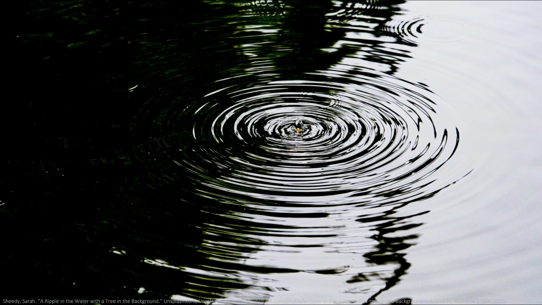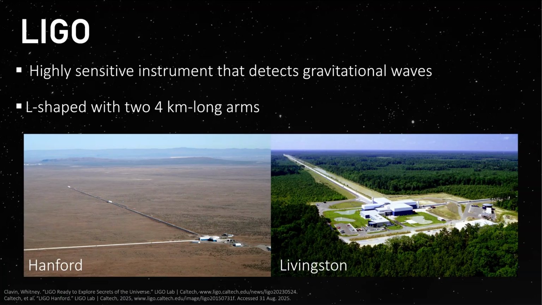But how do you analyze waves that have no physical form? The answer is, you use these highly sensitive instruments known as interferometers to detect them. There are two interferometers in the US, where they are referred to as LIGO instead, which stands for Laser Interferometer Gravitational Wave Observatory. There is one in Hanford, Washington, and another in Livingston, Louisiana. They are these L-shaped structures with super long arms, 4 kilometers long.